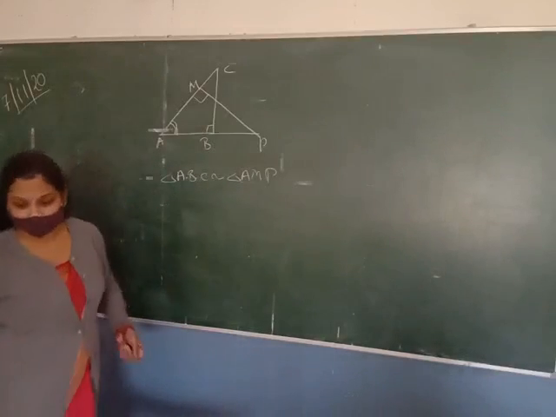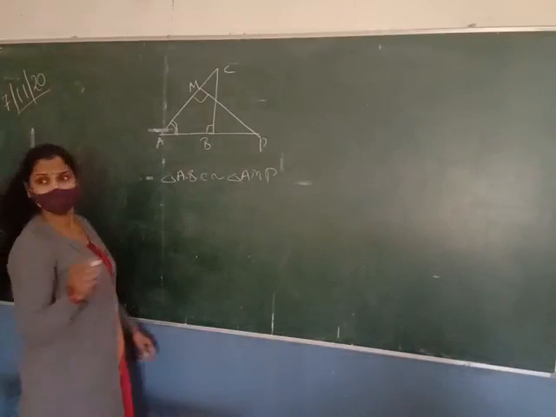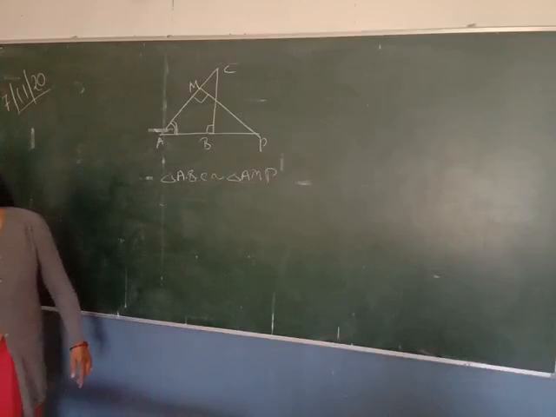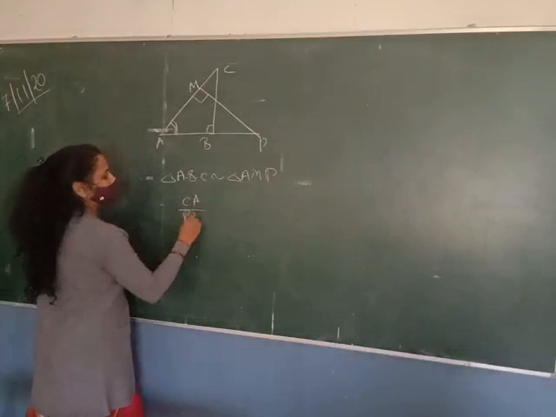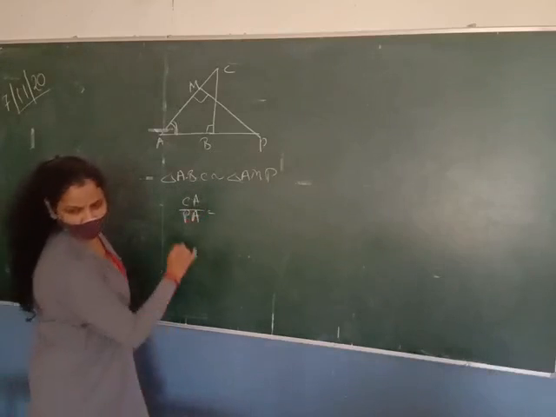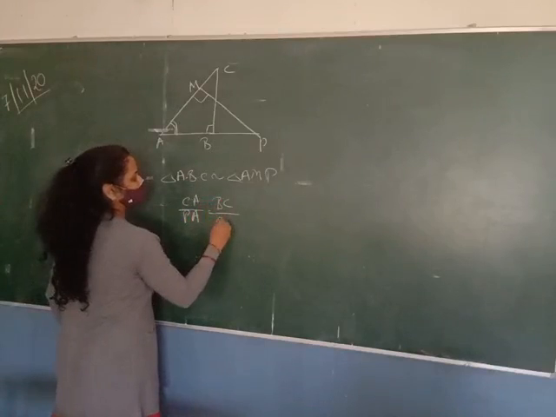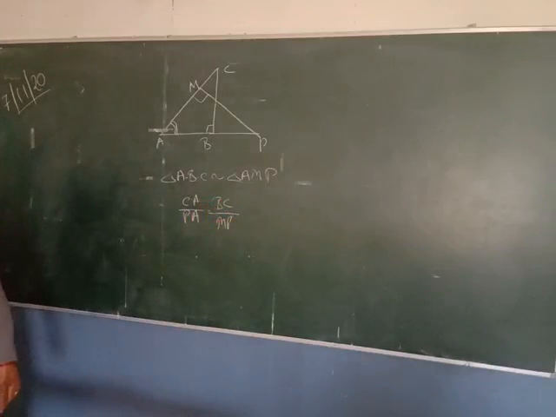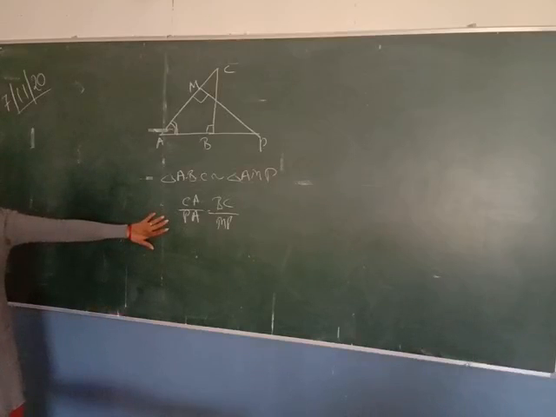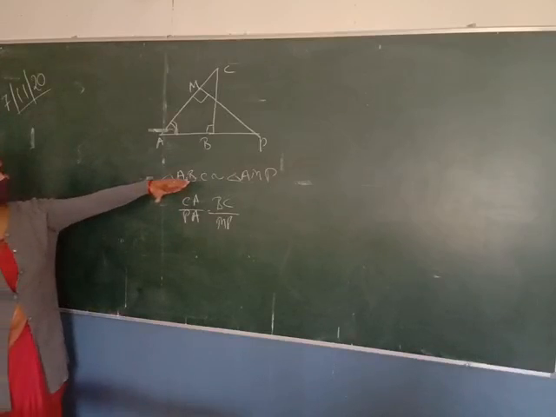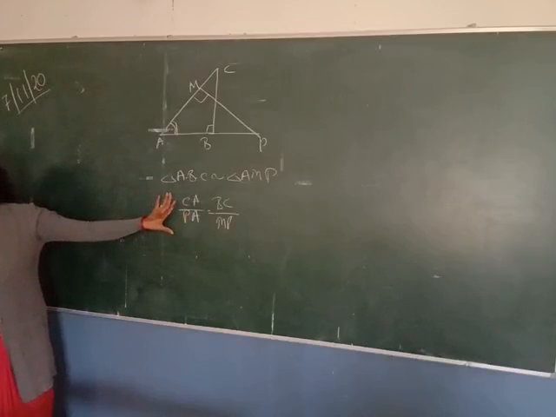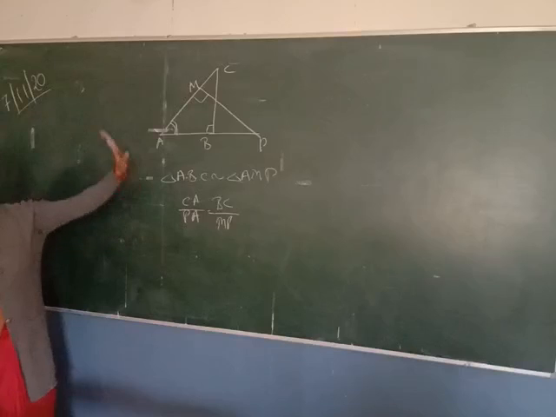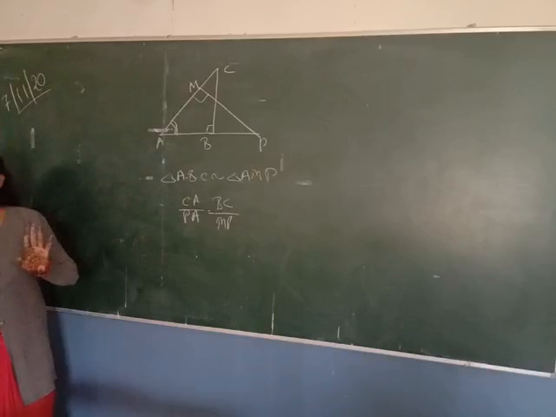Now the second part. How can you solve the second part of this question? You have to prove CA upon PA is equal to BC upon MP. Achal, how can you prove this part? We have already done the similarity of these triangles. By AA, those triangles are similar to each other. Then how can you prove this ratio?